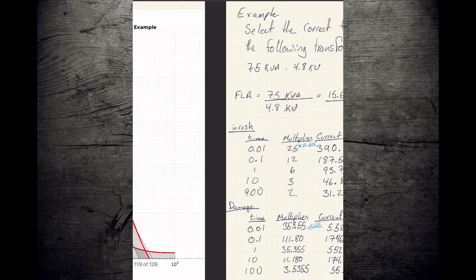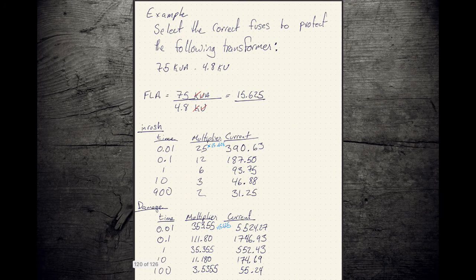Let's do another example. This time let's do a 75 kVA. Again, fed at 4.8 kV. We'll go a little faster through the example this time. We start out with our full load amps. We build our inrush table, keeping in mind that this is going to be the same every time.